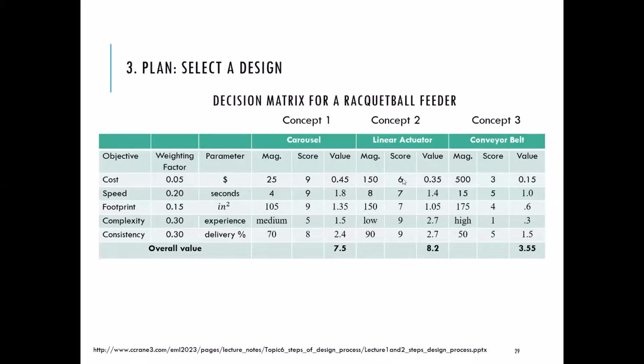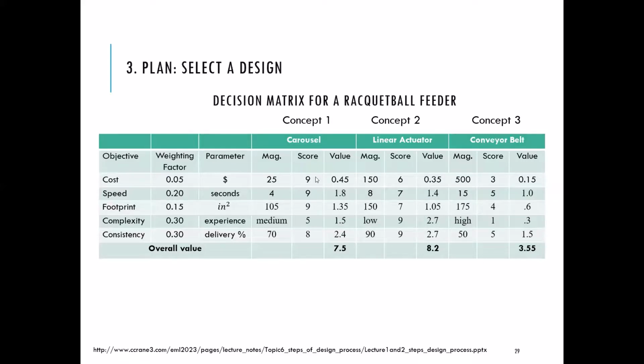Right? So the score is not 6 times lower. And the same thing with this one. This one's $500 compared to 25, and it's got a score of 3. The score is only a third of what this one got, whereas it probably should be a lot lower, okay?